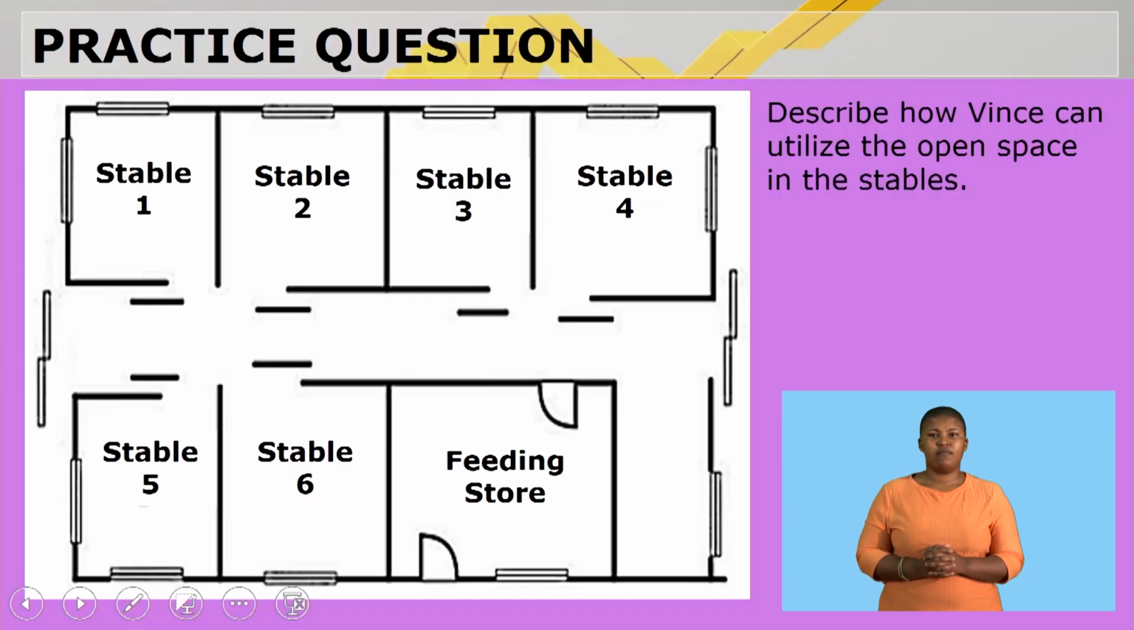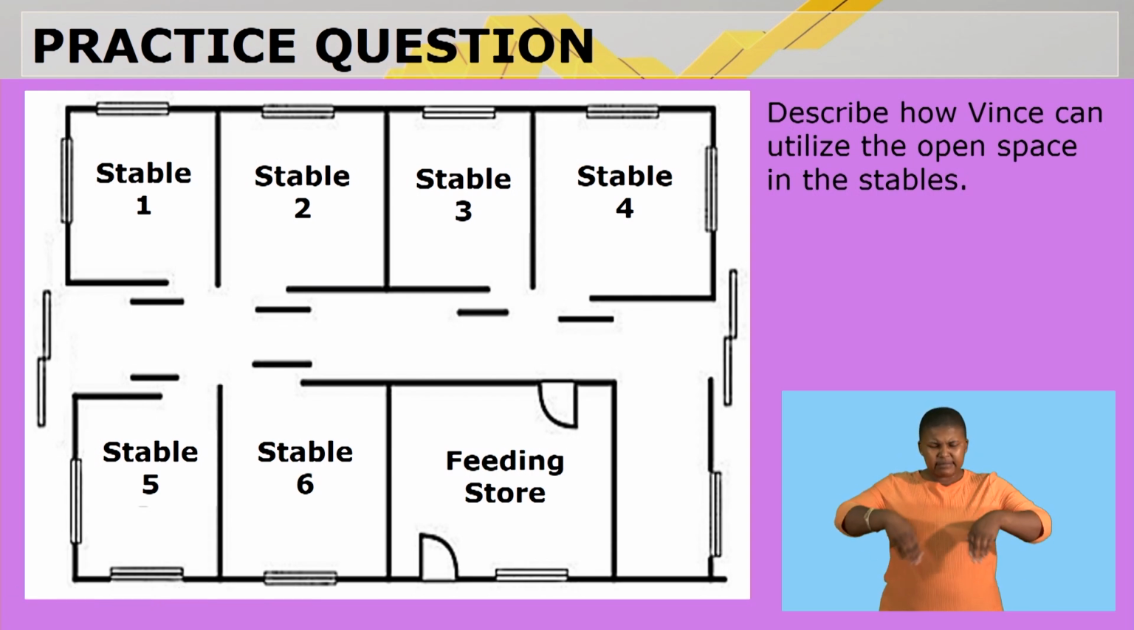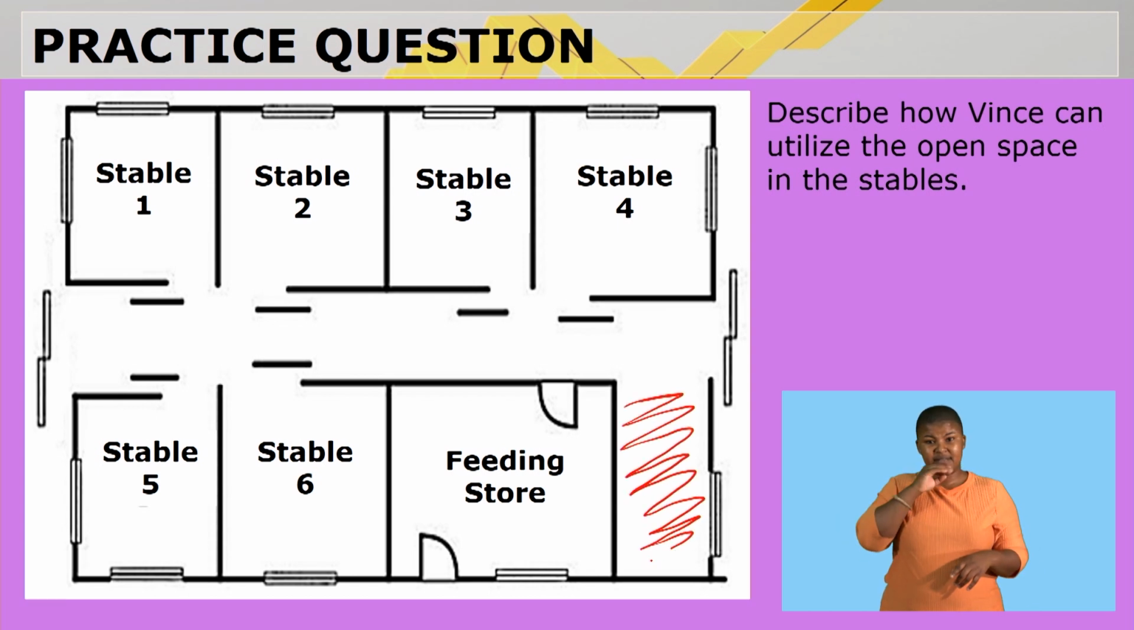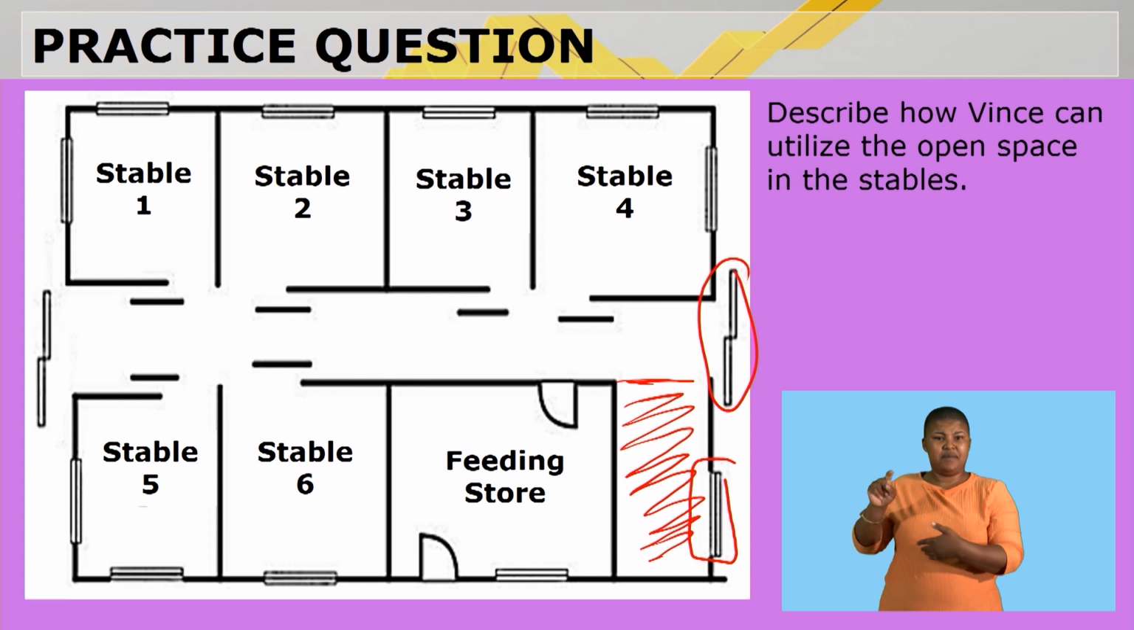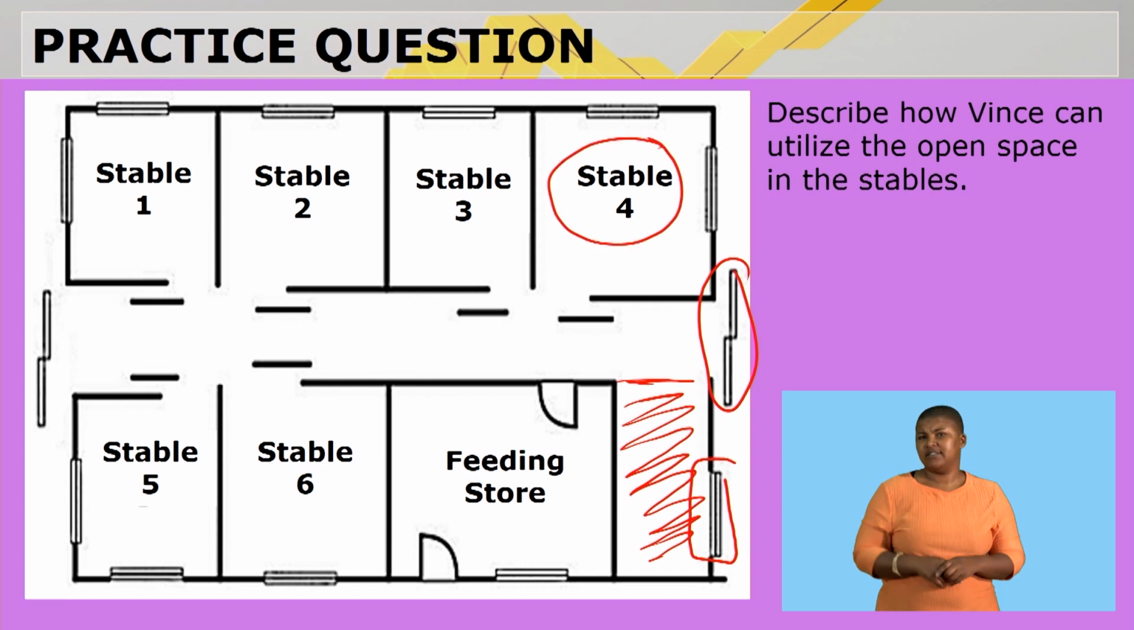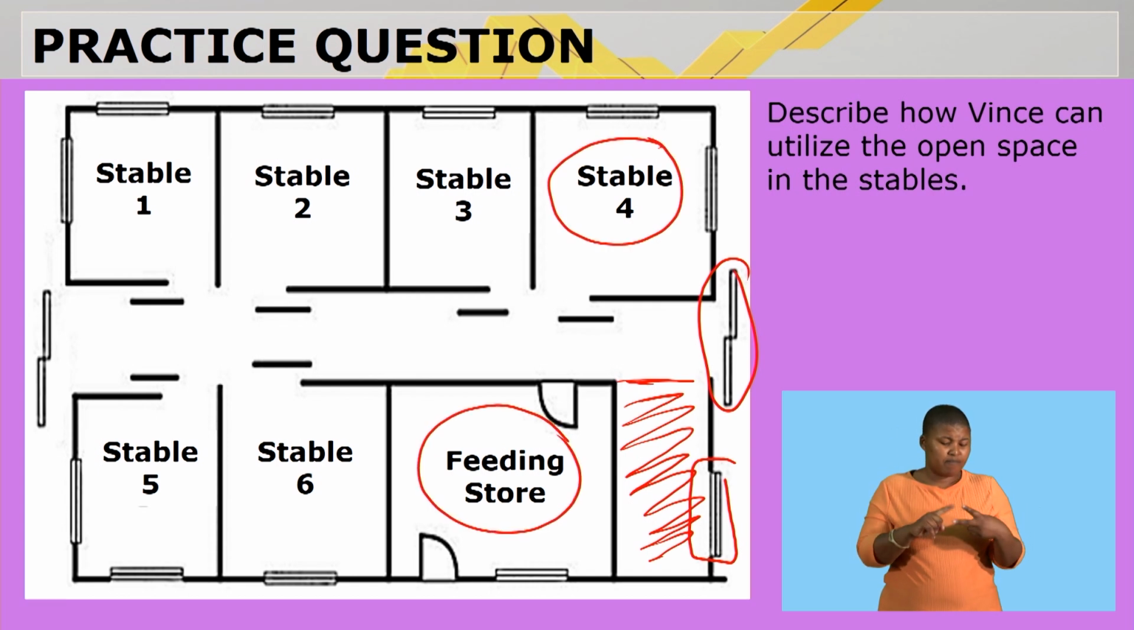Describe how Vince can utilize the open space in the stables. Now, if we look at the floor plan, this is going to be the open space. What do we have? We have a window. There's no door. That's why it's an open space. And it is right by the sliding door. What do we have already? We've got stables and we've got a feeding stall.